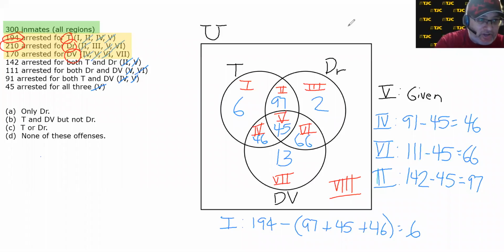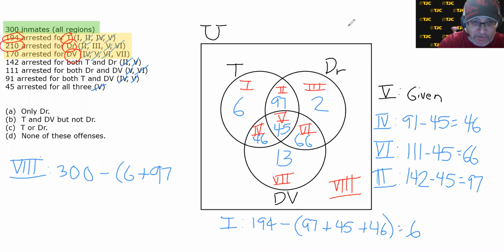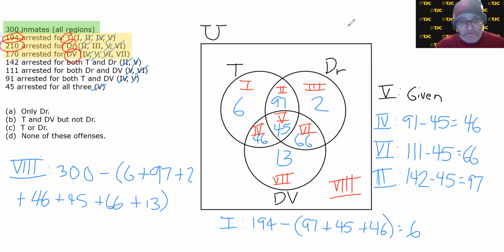So for the last region, for region 8, that will be the total of 300, all 300 minus all 7 numbers we already have. So just going from regions 1 through 7, minus 6 plus 97 plus 2, plus 46 plus 45 plus 66 plus 13. Now there's actually 2 ways we can do this. We can add up all 7 of those numbers and then subtract it from 300, or we can subtract them individually. I'll subtract them individually.